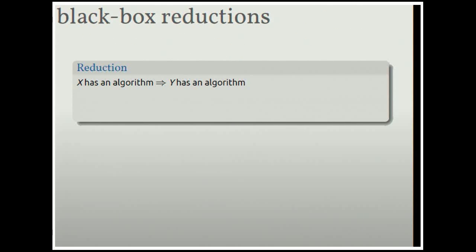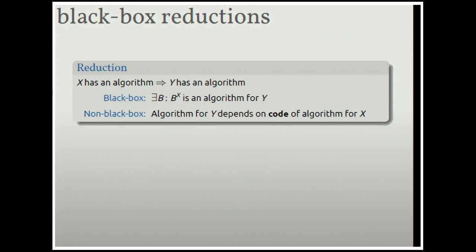So a black box reduction, so basically all of computer science is about reductions, in some sense. A reduction is just an if-then statement. If this thing has an algorithm, then this other task has an algorithm. That's your basic reduction. A black box reduction is one where you're making an algorithm for the task Y, and you're using an algorithm for the task X as a subroutine, in a black box way. You only use the input-output behavior of the algorithm for X. A non-black box reduction would be one that somehow uses the code of an algorithm for X.